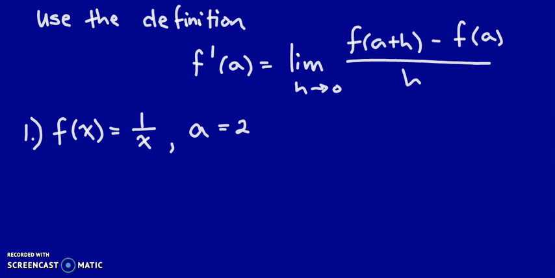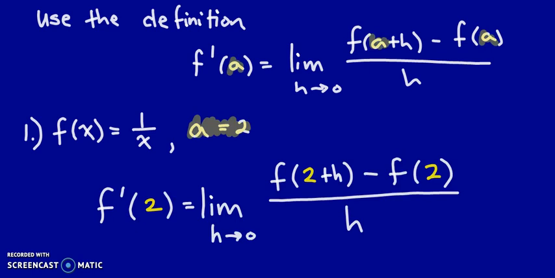So if a equals 2, we're just going to rewrite this definition and replace every a value with a 2, or in other words, substitute 2 in for a. So we have something that looks like this. And now you have to determine what f of 2 plus h and f of 2 is using f of x equals 1 over x.